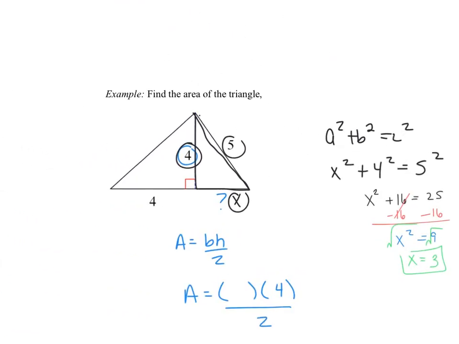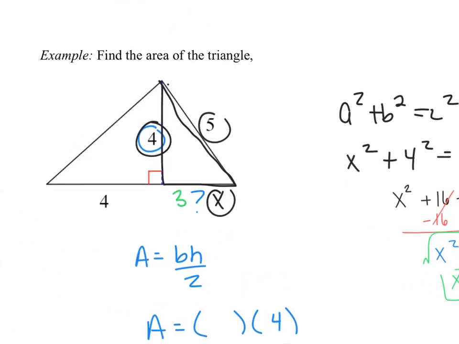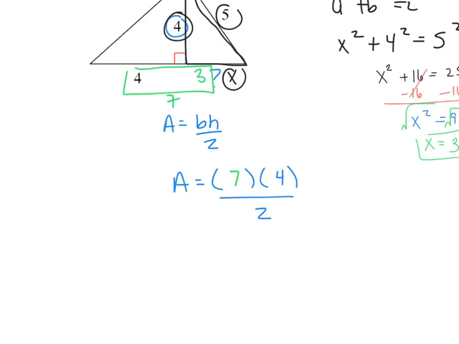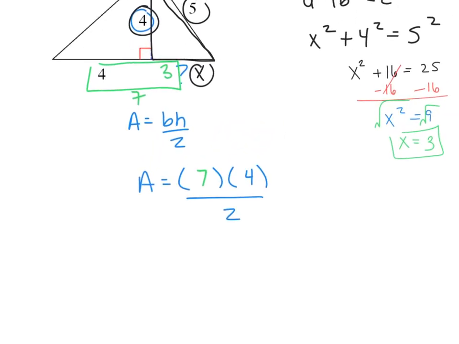So now I go back to my visual. I put my 3 here, and now I know what my base is. What's 4 plus 3? 7. So I now have my base of 7, so I can substitute that into my area of a triangle formula. What's 7 times 4? 28. 28 divided by 2? 14. So my area is 14 units squared. And that's your final answer.